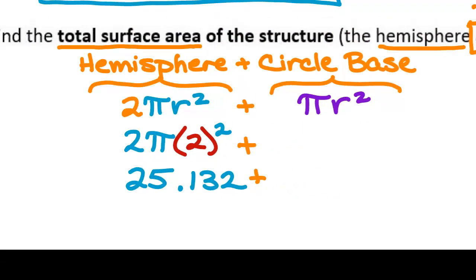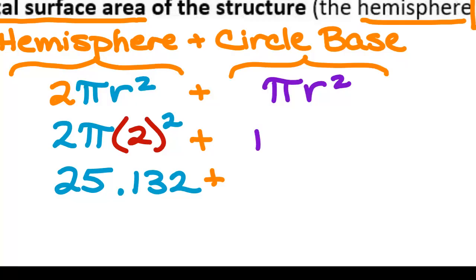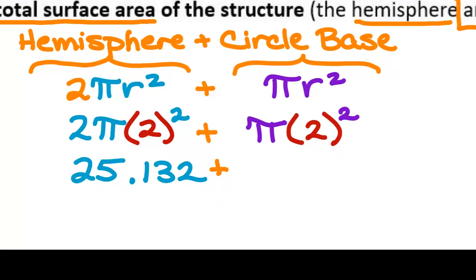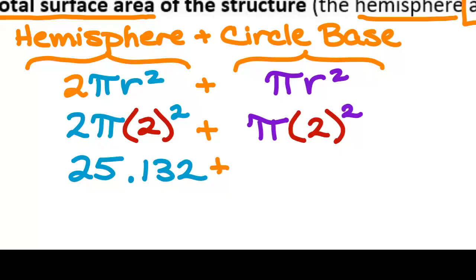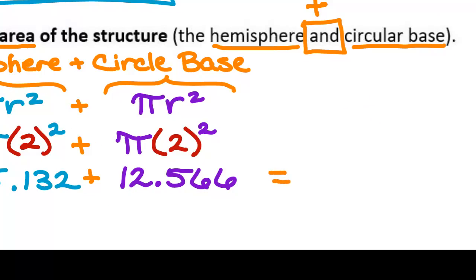Plus the area of the circle base, pi r squared. What is the radius of the base? 2. Same as the radius for the hemisphere. So pi times 2 squared, 12.566 is absolutely correct. And then we're going to add those two together to get the total surface area of this figure.